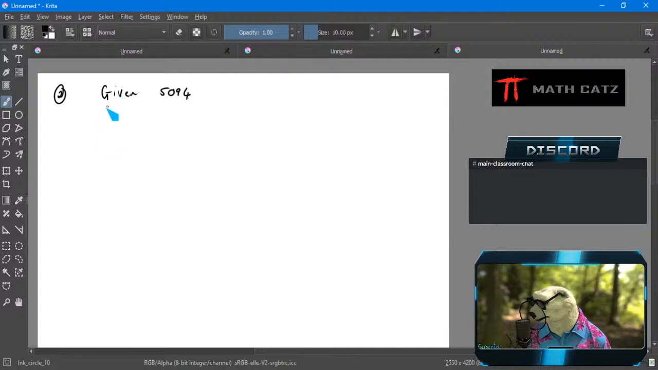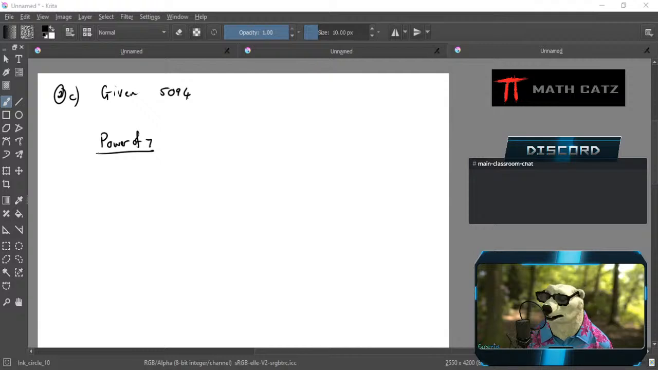Base 3. I'm actually going to go backwards. I'm going to do base 7 first. So I want to know what are my powers of 7 that can fit in here. That's going to be used. So the largest power of 7, well, maybe I don't know my powers of 7, right? I know 7 squared is 49, and maybe that's it.